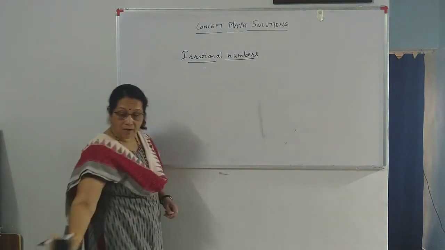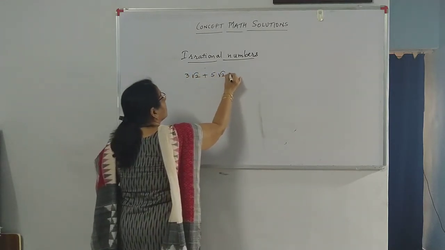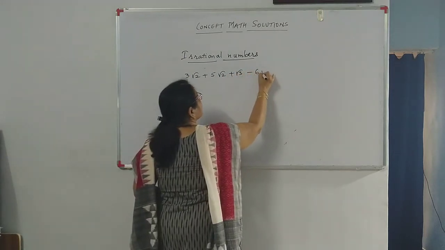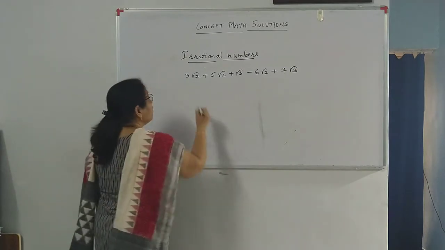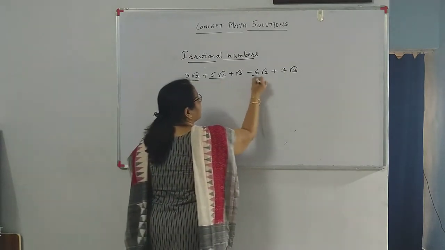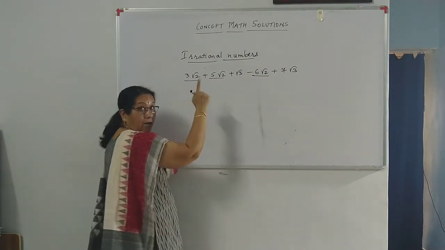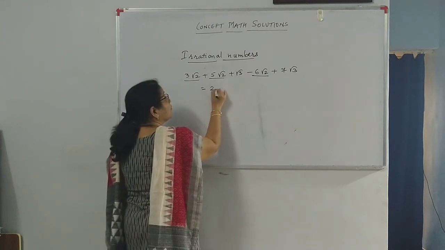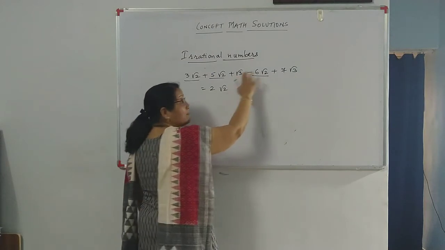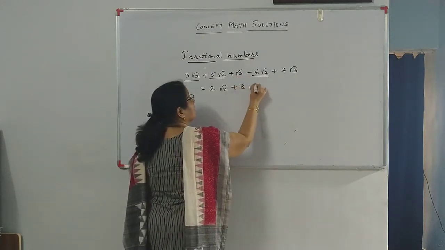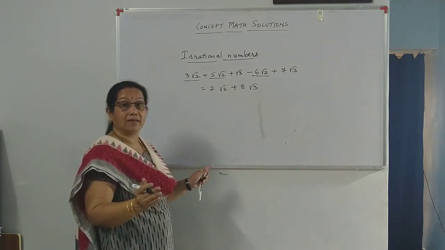Suppose I have now, say, 3 root 2 plus 5 root 2 plus root 3 minus 6 root 2 plus 7 root 3. Now, all of you understand this, and these will get combined because they are all root 2. 3 root 2 plus 5 root 2 is 8 root 2, minus 6 root 2 would be 2 root 2. Now, root 3 plus 7 root 3, 1 time plus 7 times, that is 8 root 3. This only remains the answer. You cannot further combine the terms here.